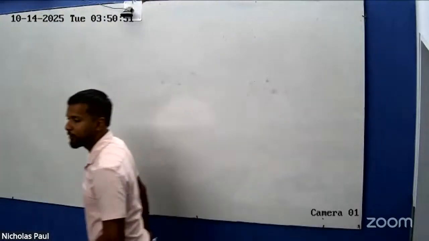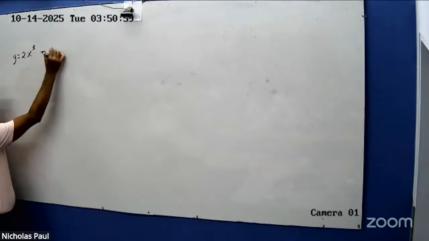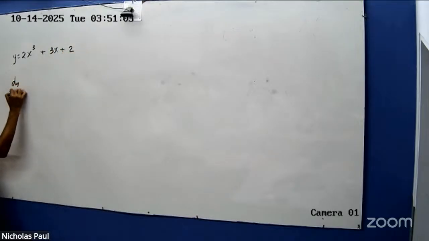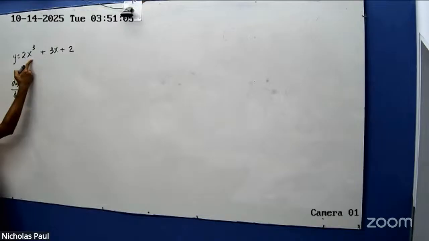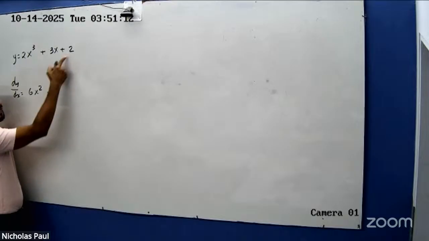I want you all to remember these two things about differentiation. Differentiate this here, please. What's the differential of 2x cubed? 6x squared plus 3, and that's 0, right?